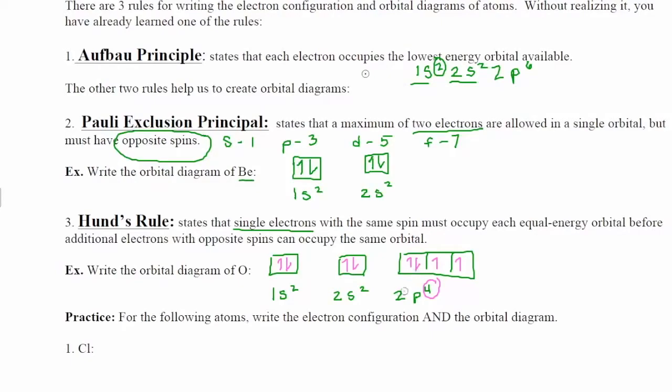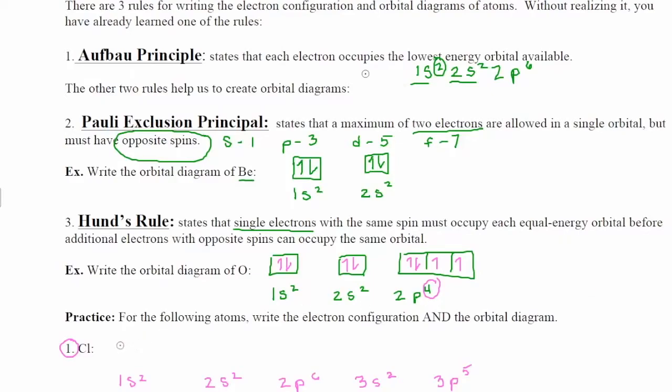Now, I'm going to do chlorine with you, just to make sure we're on the same page. For chlorine, I'm going to first write my electron configuration. So I've got 1s2, 2s2, 2p6, 3s2, and then it's 3p5.